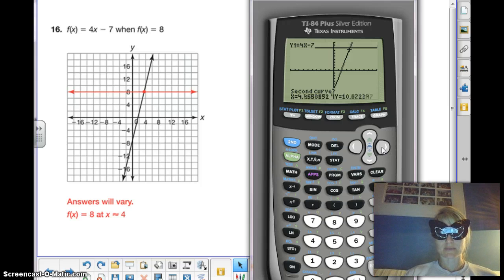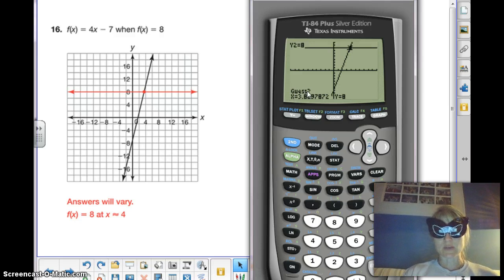Why is that not working? Where's my cursor at? Issues. All right. Okay, it didn't like that first one, so I just moved it down a little bit.